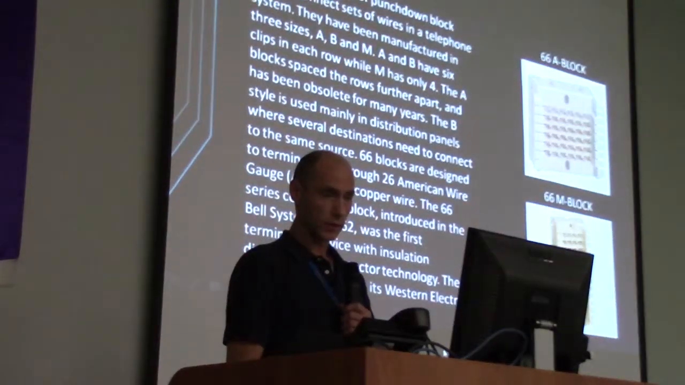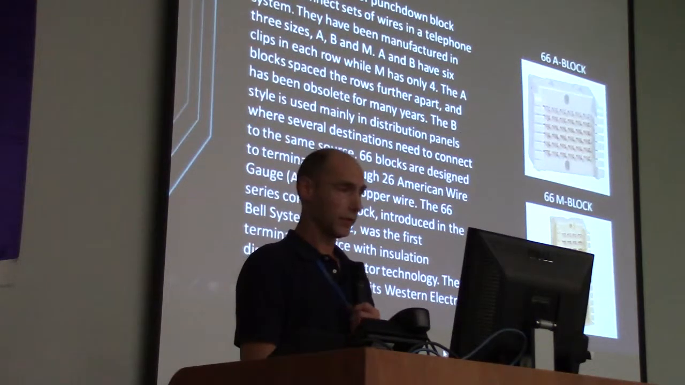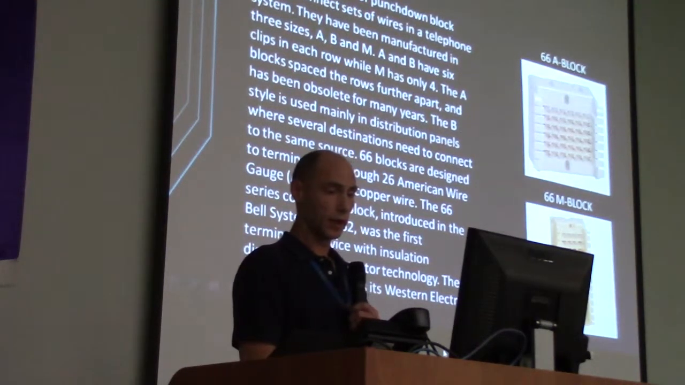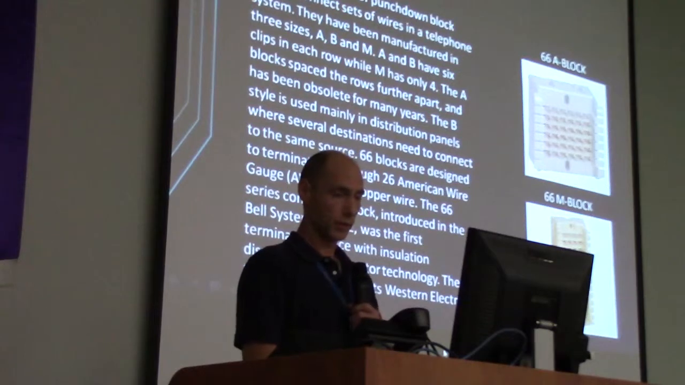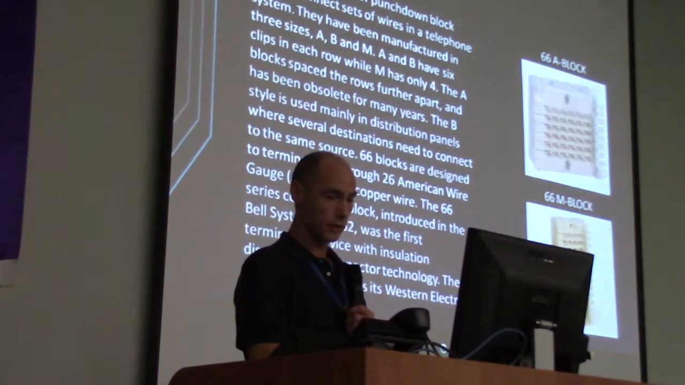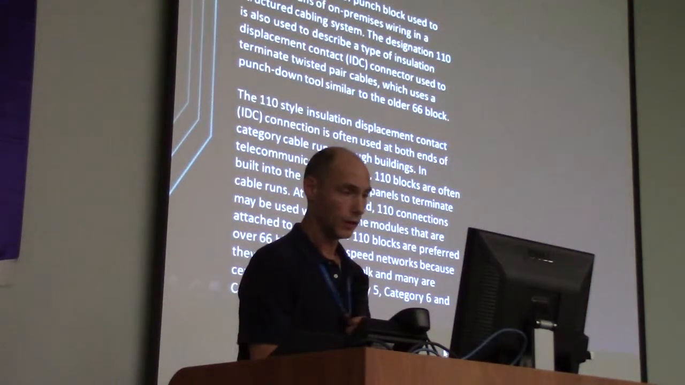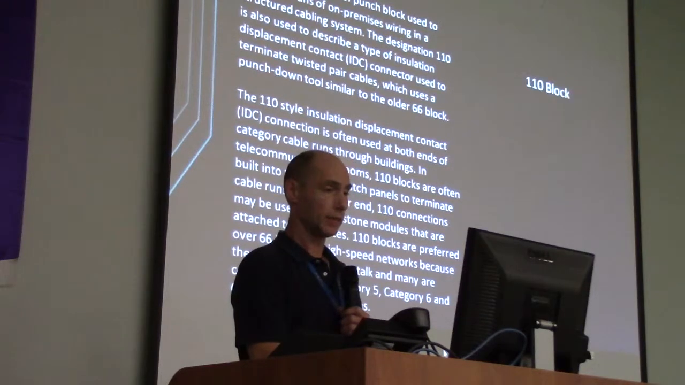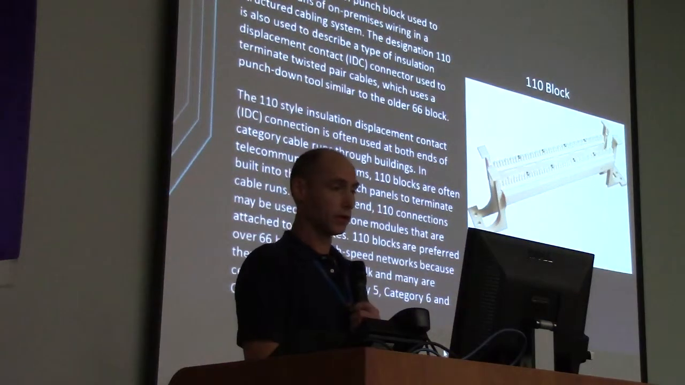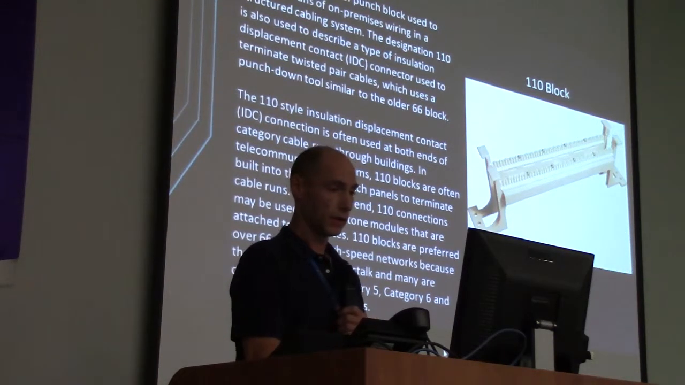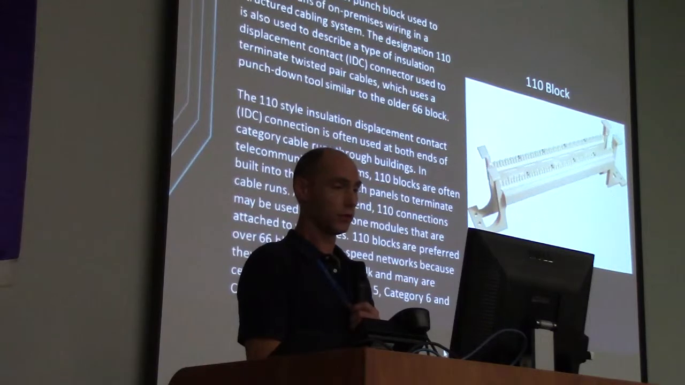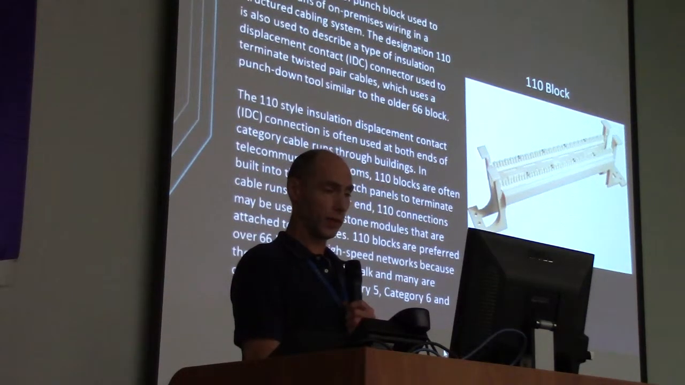Well, here's a couple of blocks. So of course, the A block is on top. I couldn't find a picture of a B block anywhere, and then the M block is primarily what we use today. It's more popular. And also, a 110 block is a type of punch block used to terminate runs of on-premises wiring in a structured cabling system. The designation 110 is also used to describe a type of insulation displacement contact connector used to terminate twisted pair cables, which uses a punch-down tool similar to the older 66 block.